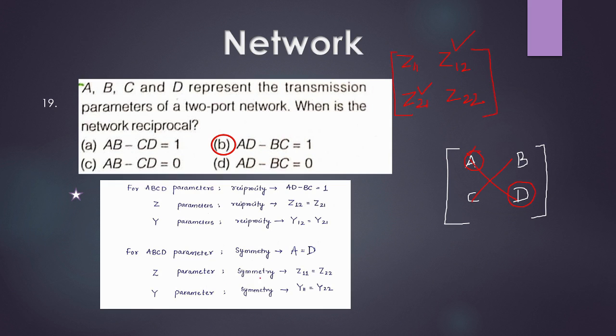Similarly, for Z parameters the symmetry condition is Z11 equal to Z22, and for Y parameters the symmetry condition is Y11 equal to Y22. These are the types of questions which are frequently asked in the examinations. So you should remember this. This is very important. So here the answer will be AD minus BC equal to 1, the B option.